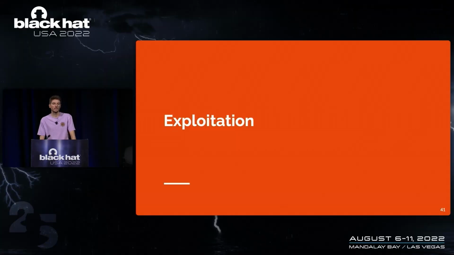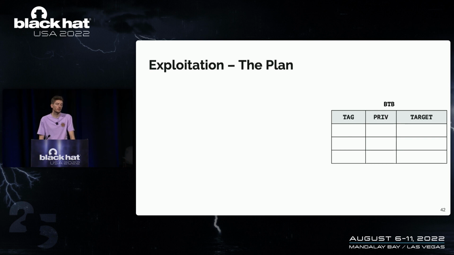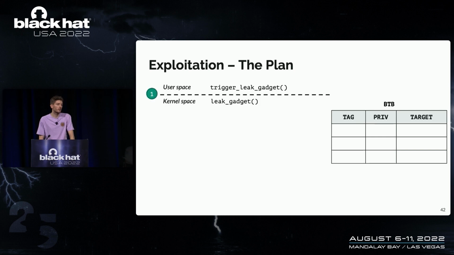OK, let's switch to exploitation. So we have our nice primitive. How can we do something interesting with it? To show the main idea, let's have a look at an attack plan. The first step is to ensure that the gadget, the code we want to execute in the transient domain, is present in the branch target buffer. To do so, you just need to execute that function code and ensure the BTB is filled with the value we want to speculate on.